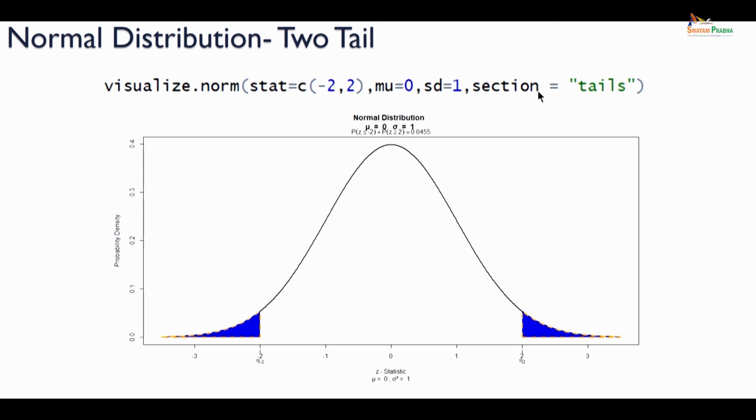Instead of section equal to bounded, if you give section equal to tails, then you will see the tails are highlighted and the corresponding probability is 0.045. The probability of getting a value less than or equal to -2 and greater than equal to 2 is 0.045.